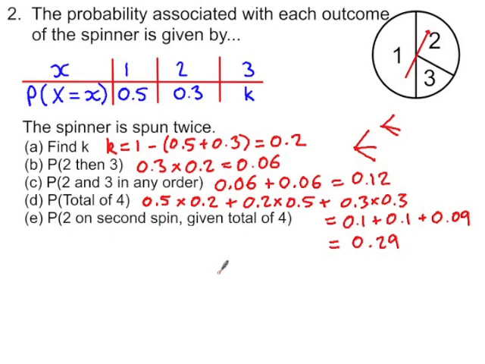And then in the final question, it's a conditional probability. So what's the probability that we get a 2 on the second spin, given that we scored a total of 4? So we already know the probability of scoring a total of 4 is 0.29, and of the 3 options, only one of them has a 2 on the second spin, so that's 0.09. And we simplify this just to remove the decimals within our fraction, so it's 9 out of 29.